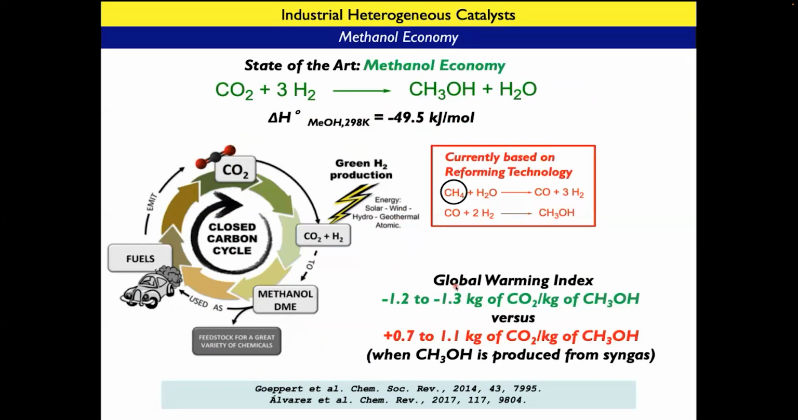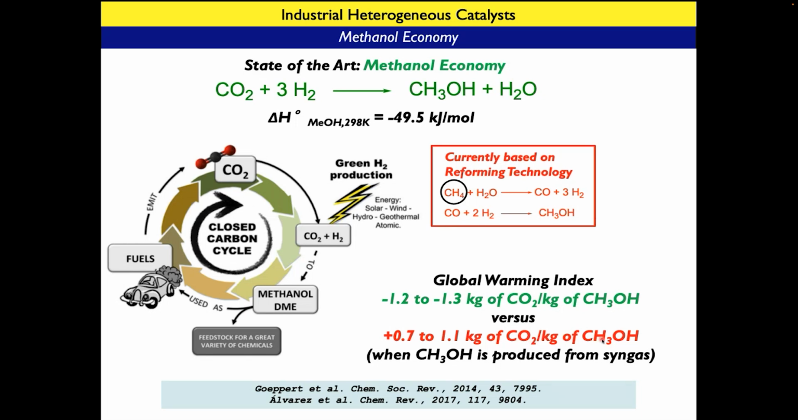We know that today, the way we make methanol is we hydrogenate CO with hydrogen, and this syngas is obtained by reforming of methane. And we know that today, if we look at this reaction to make methanol, we produce roughly 1 kilo of CO2 per kilo of methanol produced.